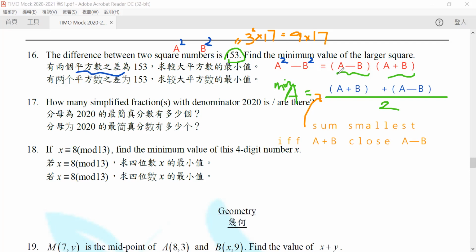And since a plus b must be the bigger one, a plus b is equal to 17 and a minus b is equal to 9, so a is equal to 17 plus 9, which is 26, divided by 2, so a is equal to 13. So the bigger number must be equal to 13 squared, which is equal to 169. Okay, the number is 169.